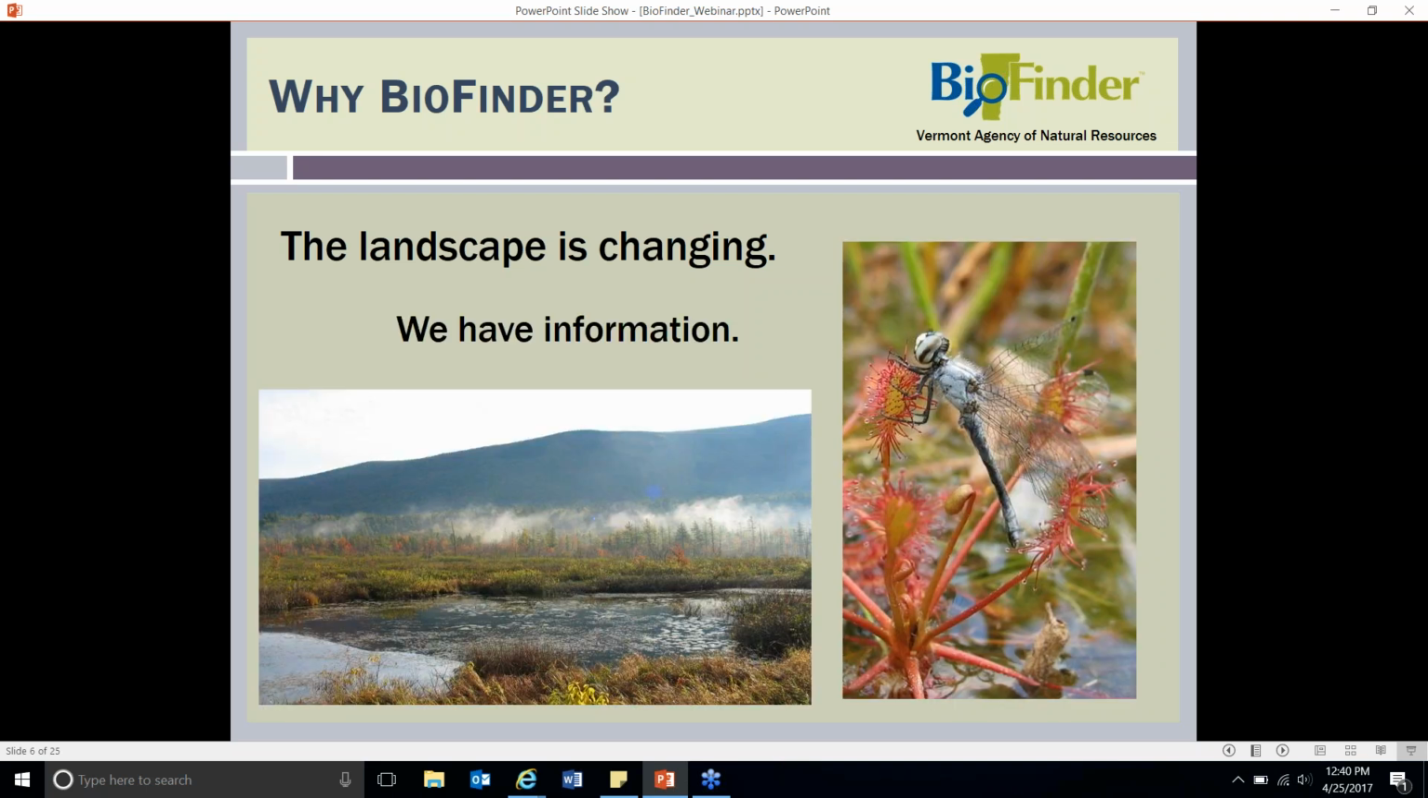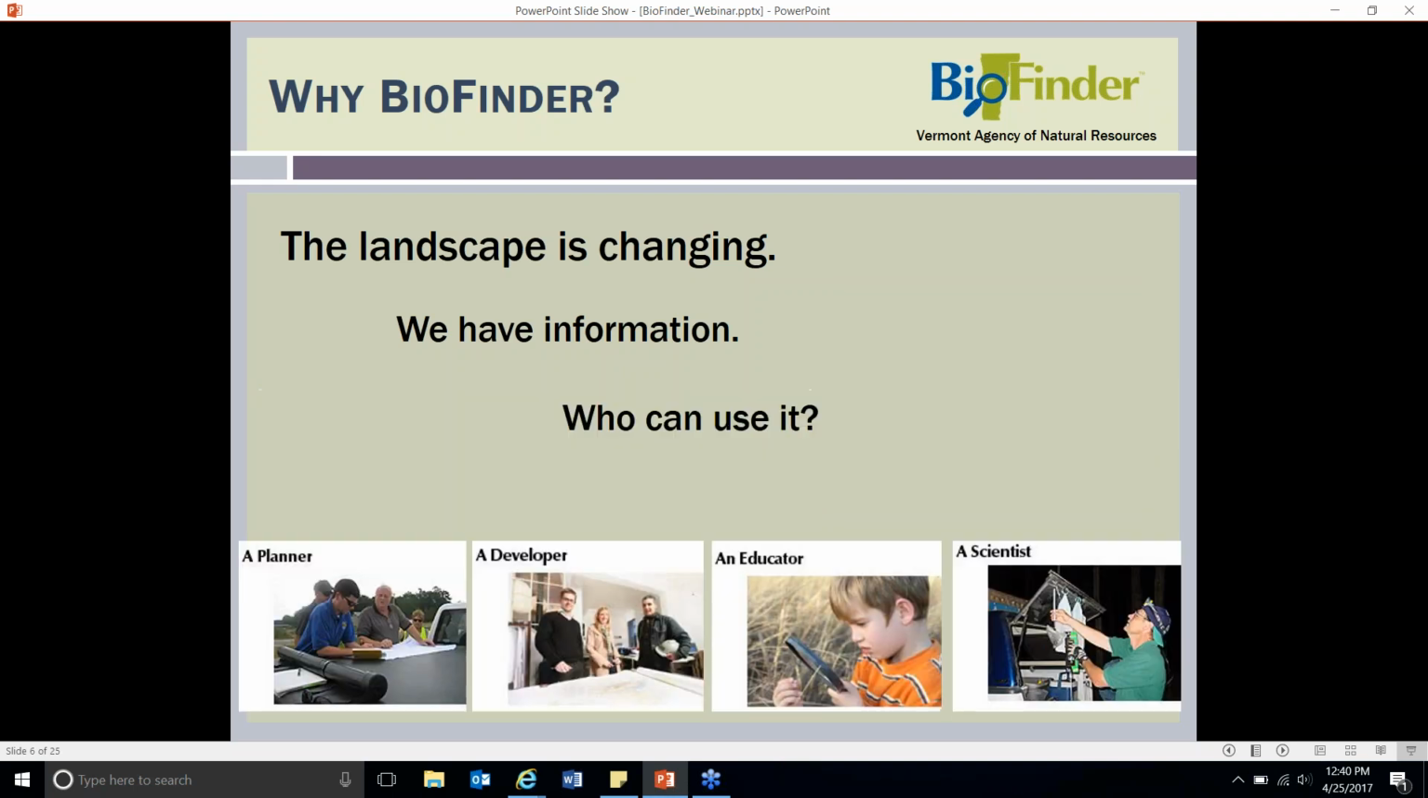And in the midst of all these changes, we at the Agency of Natural Resources have a lot of information about important natural features. And so this website is a way of saying, well, who can use this information about natural features? It might be for planners, town level or regional level planners who would incorporate some of this information on ecological resources into their planning. The website was also partly developed with developers in mind as well.